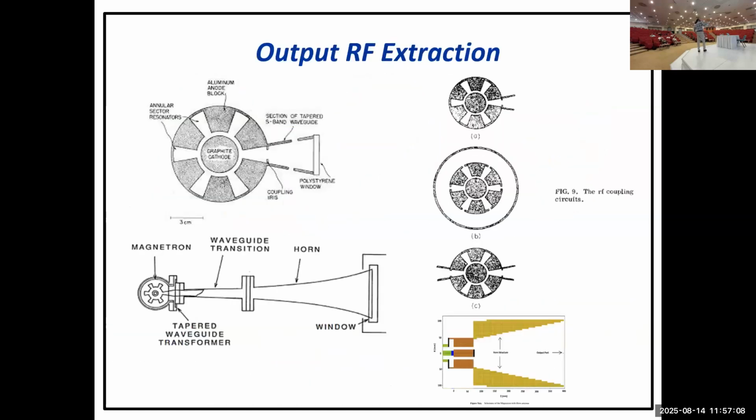Now, if you generate the RF, how can you extract the RF out of the cavity? You can have one cavity, and this is the usual way, radial extraction, we call it, radially. And this is what you see here. You're going to have a radial extraction. You're going to have a window and radiate.